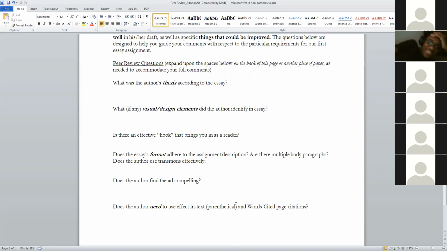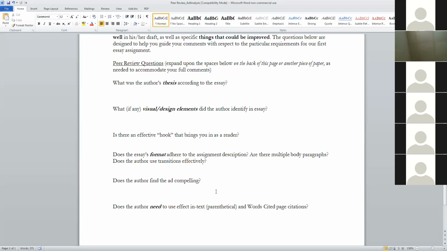So what, if any, visual design, sorry, I lost my place. Does the essay's format adhere to the assignment description? Did they use the 4-line list at the top of the paper? Did they have page numbers on the upper right-hand side? Are there multiple body paragraphs? Is it double spaced? Does the author use effective transitions from one paragraph to the next?